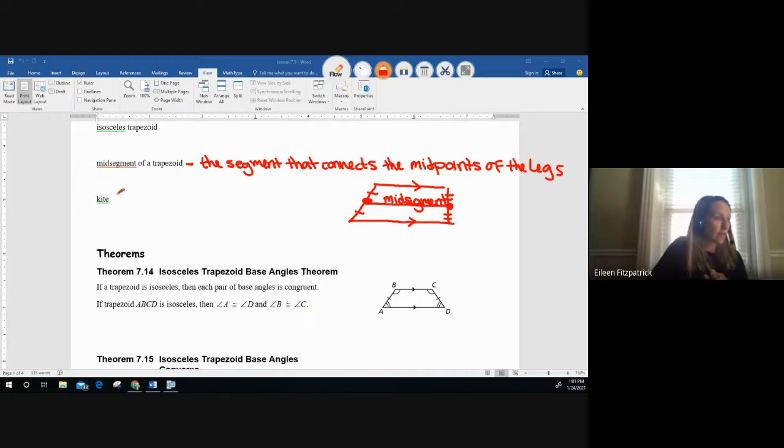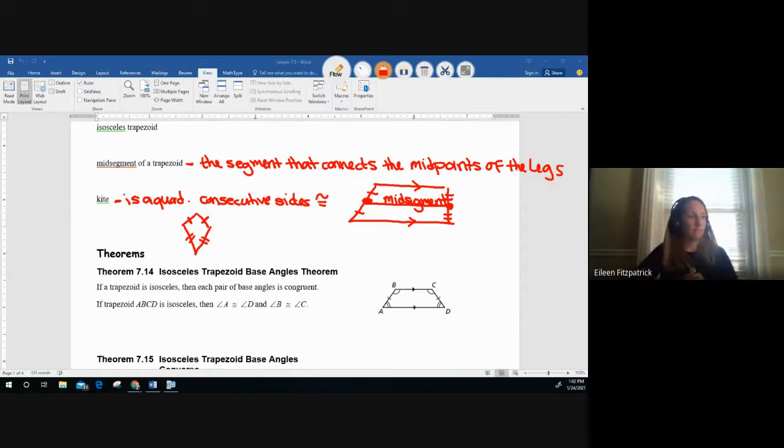And then finally, a kite. A kite is a quad, a four-sided figure, where consecutive sides are congruent. Okay, so a kite, a four-sided figure where consecutive sides, this side is consecutive to that, are congruent to each other. Okay. It is not a type of parallelogram, nor is a trapezoid.